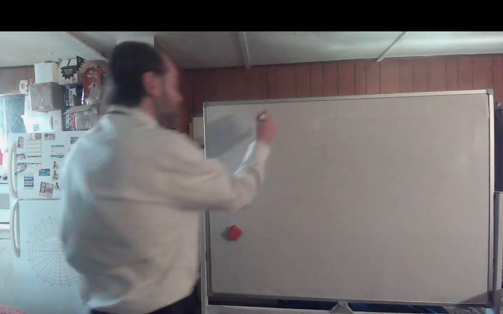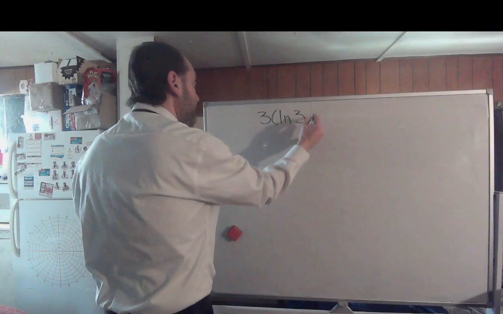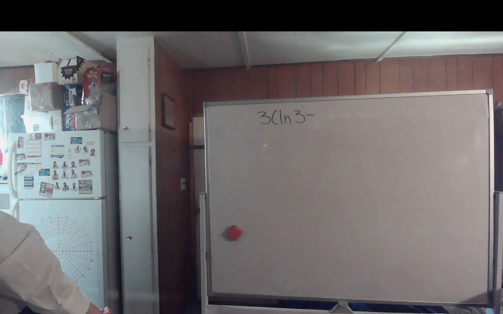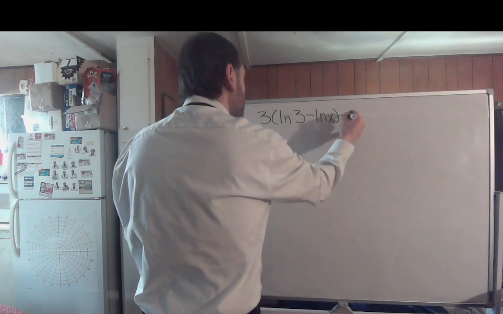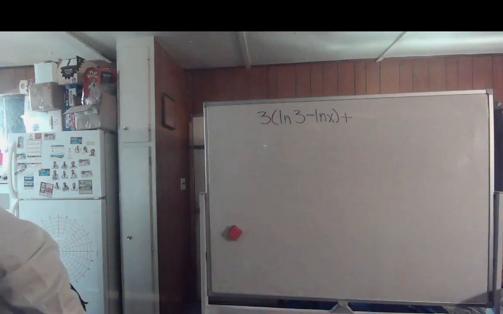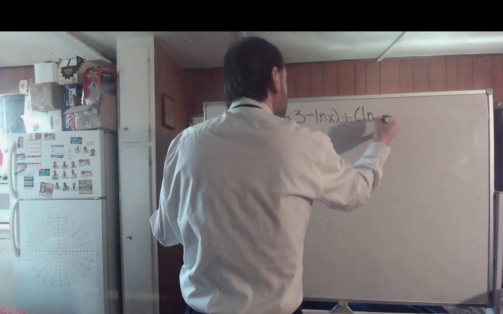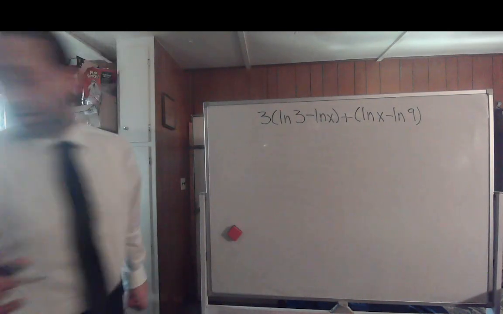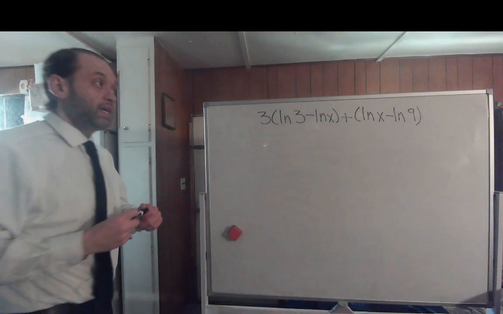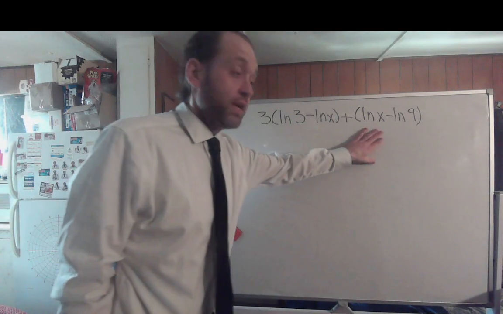Three more. All right, 3 times the quantity of the ln of 3 minus the ln of x plus the ln of x minus the ln of 9. So this one looks pretty hideous, doesn't it? Okay. Well, let's deal inside the parentheses, right?